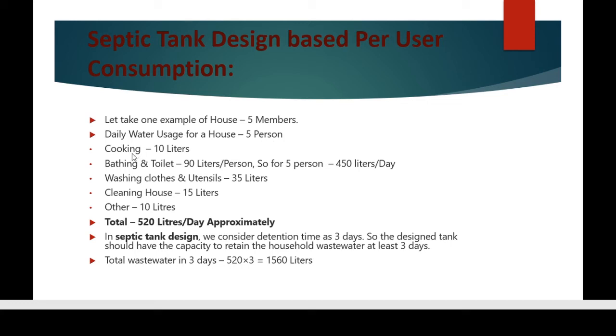So for 5 persons, 5 nines are 45, so 450 liters per day. Washing of clothes and utensils 35 liters, cleaning the house 15 liters, other 10 liters. So in total it will be approximately 520 liters per day.